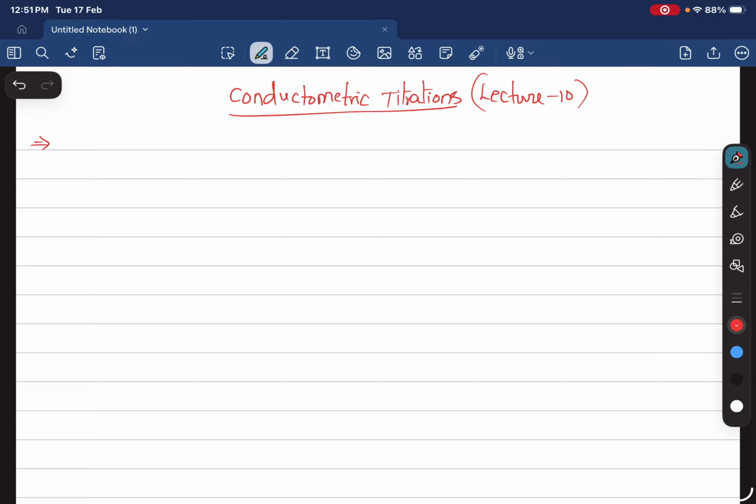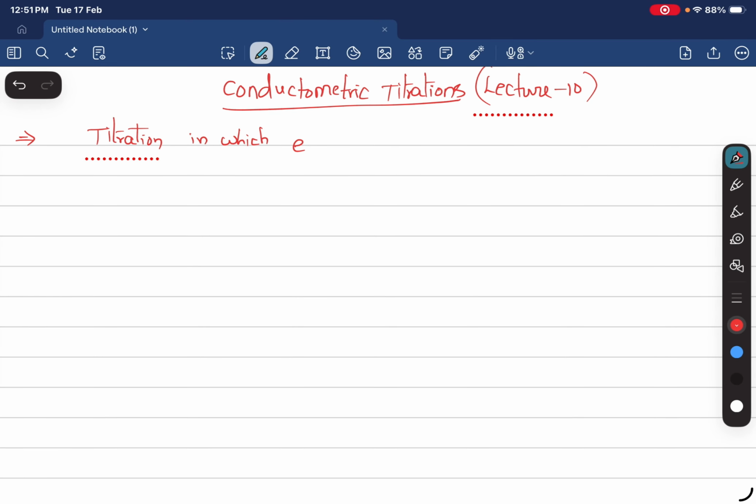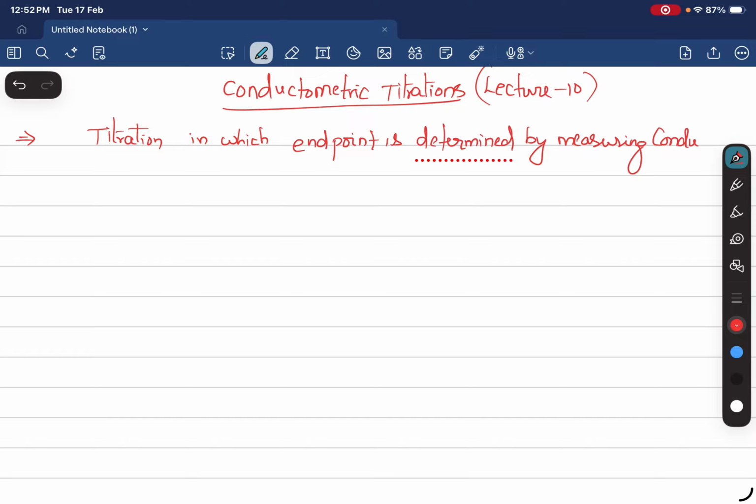Conductometric titration. Observing how the conductance of a solution changes over a titration is nothing but conductometric titration. So it is a titration in which the end point is determined by measuring conductance. Every ion has a specific value of conductance, which depends on the hydration enthalpy, velocity and current carrying capacity.